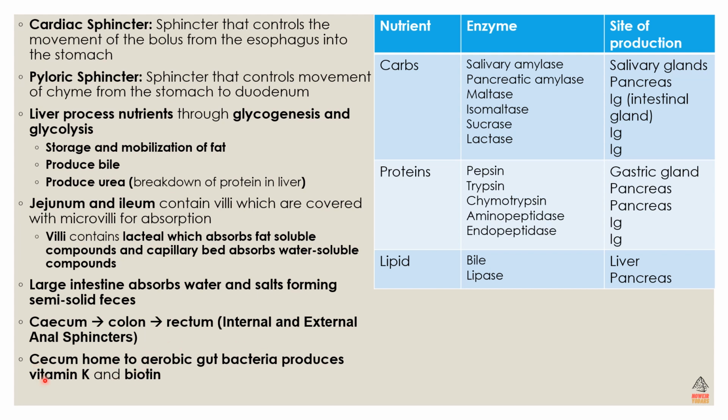And then cecum is home to many aerobic bacteria that produce symbiotic relationship and help produce vitamin K and biotin, which is also vitamin B7. These gut bacteria are mutualistic beneficial bacteria, means they benefit the human body, and they also live inside the human body without being like freeloaders.